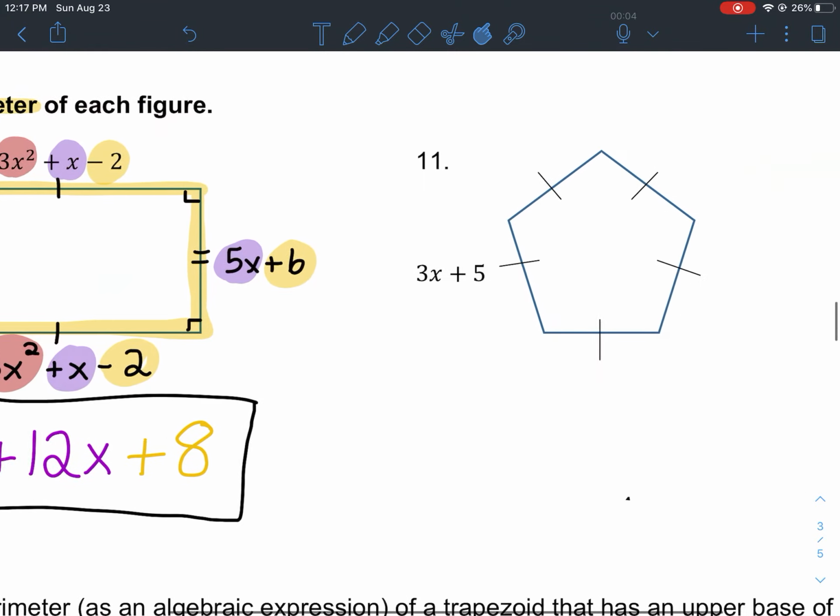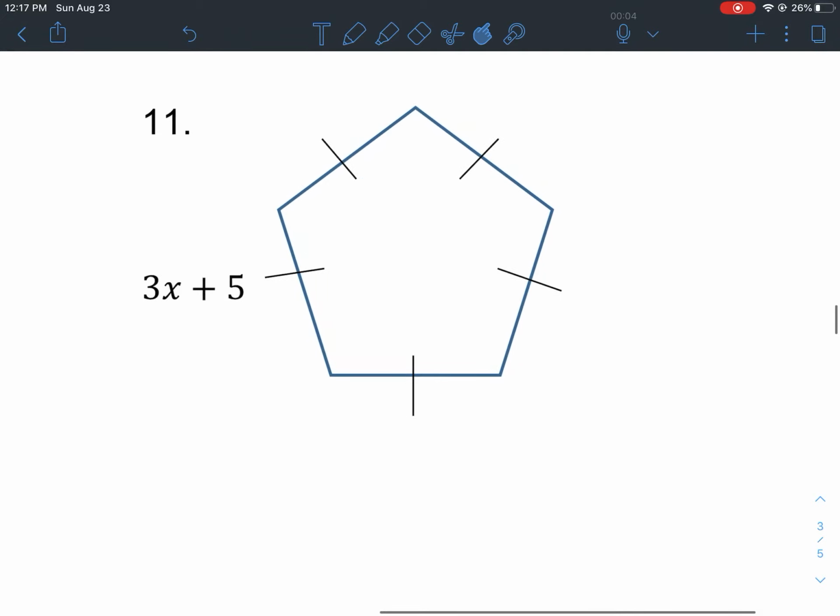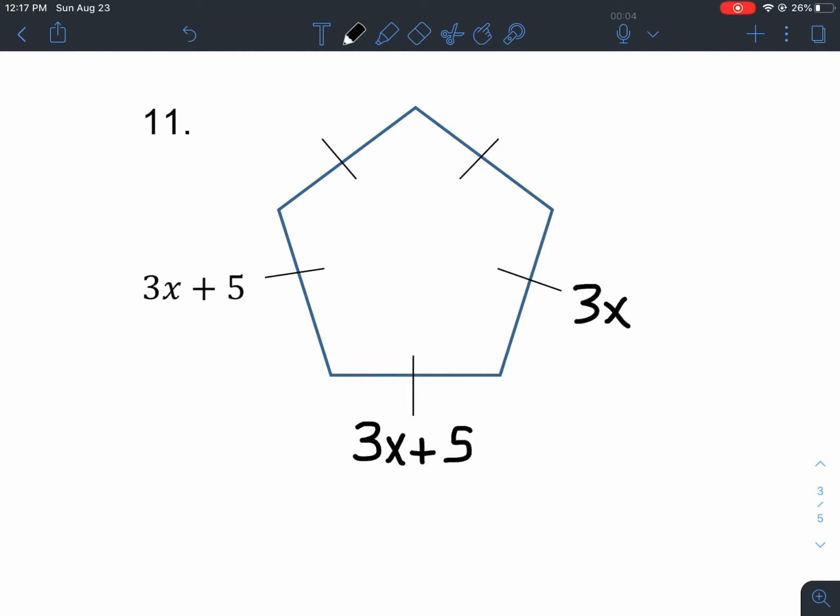Okay, so moving on to the next problem here. Now we have a different figure. And we have a bunch of these tick marks here, which indicate that all of the sides are the same length. So if one of them was 3x plus 5, we know that all of them are 3x plus 5. Since this figure has 5 sides, it's called a pentagon. But we find the perimeter exactly the same way.